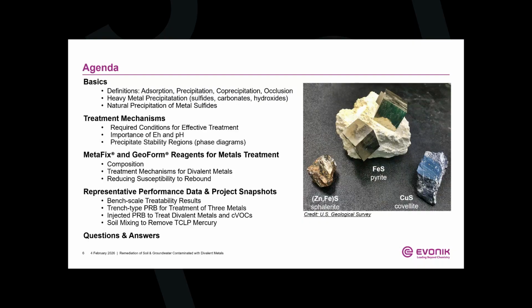We'll look at these phase diagrams or Pourbaix diagrams for some representative divalent metals, then move on to talking about how we create those conditions with our Metafix and Geoform reagents, talk in fair detail about their composition and what mechanisms they promote, and how their design helps to reduce susceptibility to rebound, how we can lock these precipitated metals up in a way that they won't come back into solution.